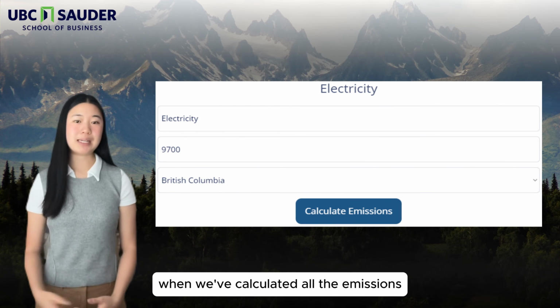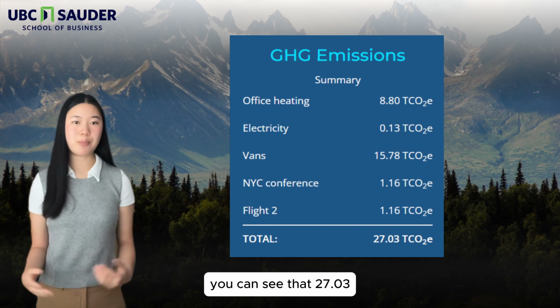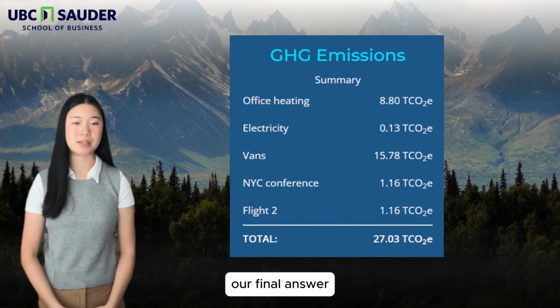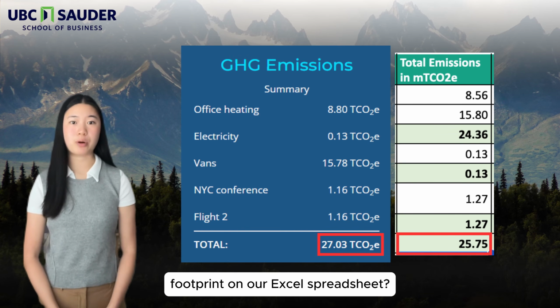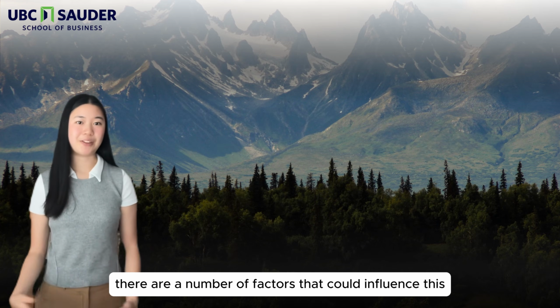When we've calculated all the emissions and added them all together, you can see that 27.03 metric tons of carbon dioxide equivalent is our final answer. Why might this number be slightly different from the total footprint on our Excel spreadsheet? There are a number of factors that could influence this.